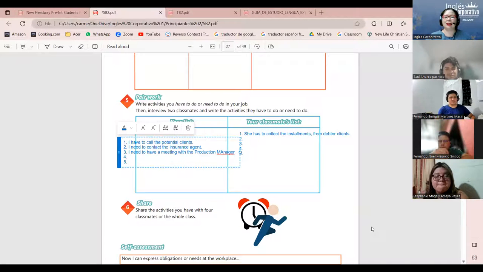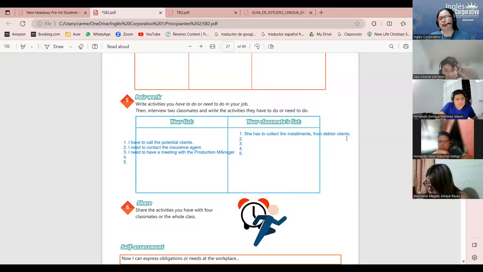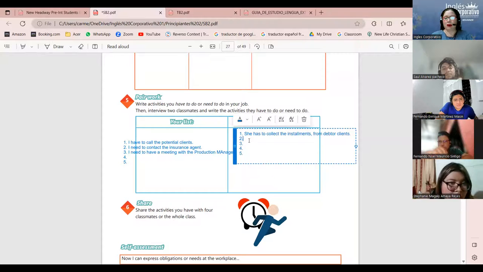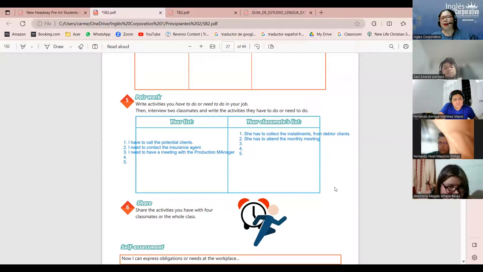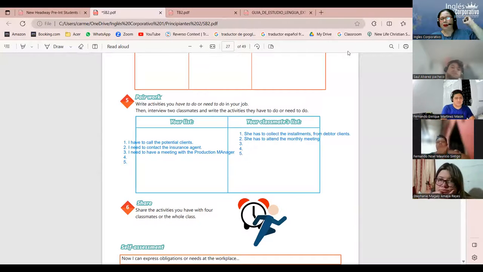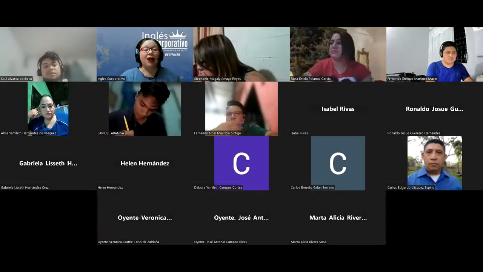So this is the way, okay? She has to collect the installments from debtor clients. I'm talking about Alma's job, all right? Her activities. She has to attend the monthly meeting, all right? Are we okay? Yeah. Okay, there you are.